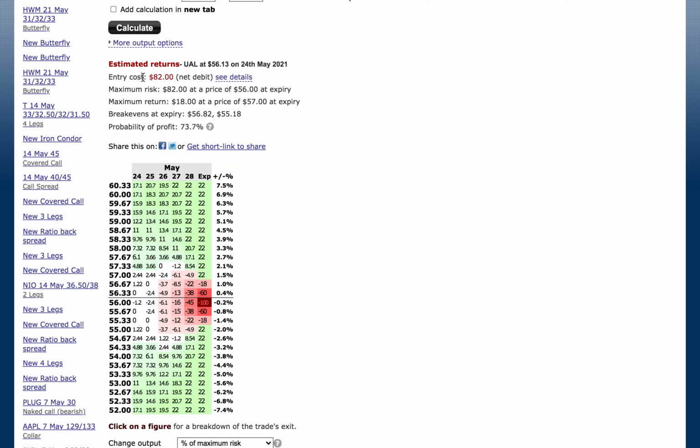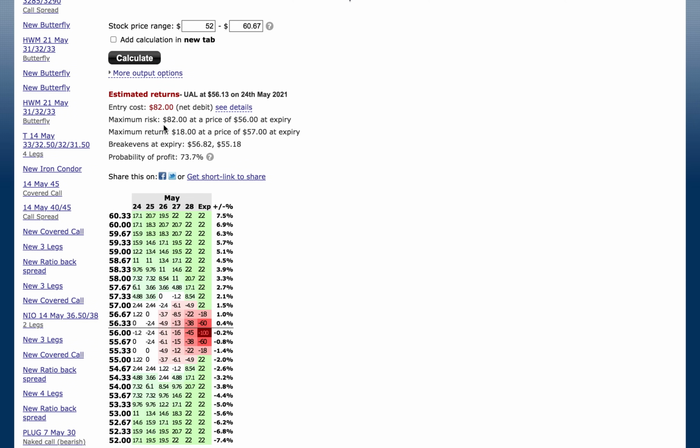So entry cost, $82, and that's a net debit. So again, we're paying to enter this trade. We're paying about $82. Maximum return is going to be $18 here. And it gives us our break evens. And look at the probability of profit, almost 75%. That's a pretty high probability of being profitable. And you can take a look at this graph here to see where you're going to be profitable. So again, this is the exact opposite of the iron butterfly, guys.